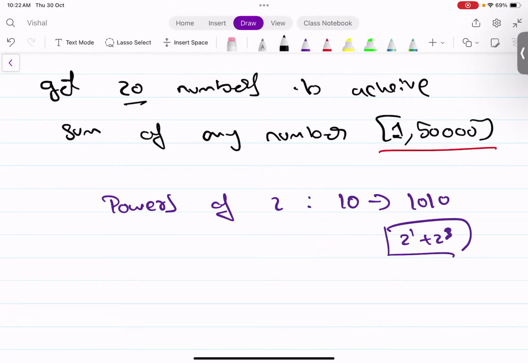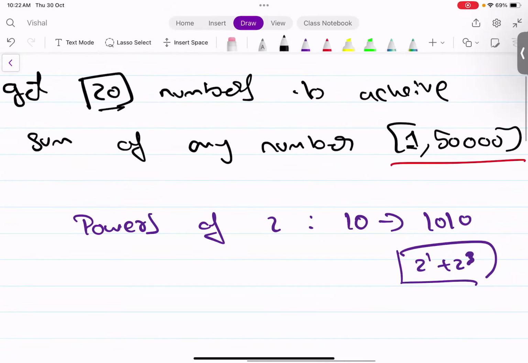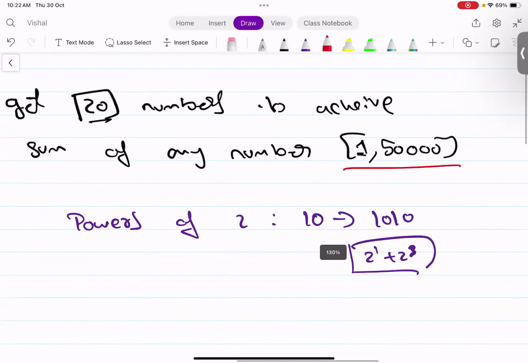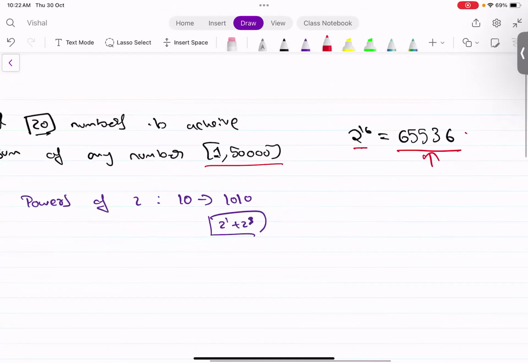But there is a small issue here. The issue is we want 20 numbers for sure. But if you see, 2 power 16 itself is greater than 10 power 5. That means only 16 numbers are able to contribute to the sum up to 10 power 5. The other 4 numbers we cannot even pick because they are larger than 10 power 5. They will not be able to contribute to us. That means powers of 2 will be a bad idea because it leaves us a space of 4 more values which we cannot even fit here.